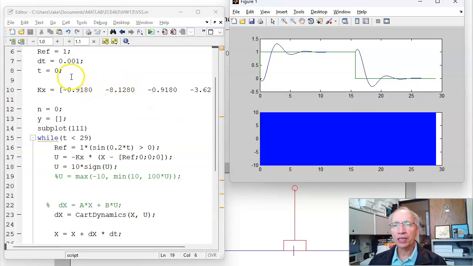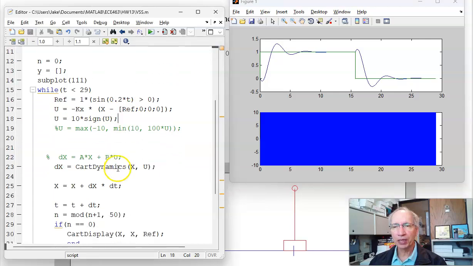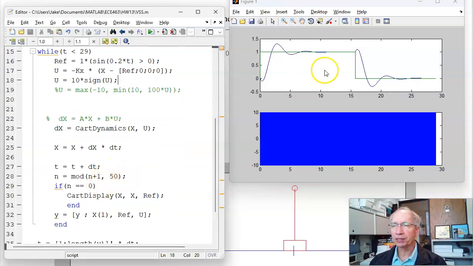And to get this to work, I actually decrease the sampling size down to 0.001. I'm displaying every 50th iteration to make it run faster. And there's your input, a lot of chatter. Again, that looks almost like the linear system. This is for the linear system.